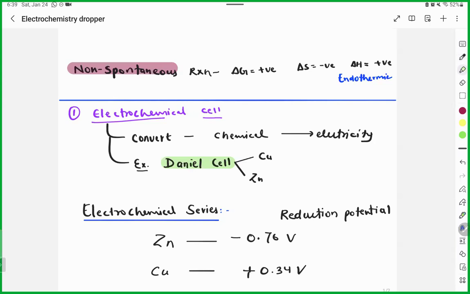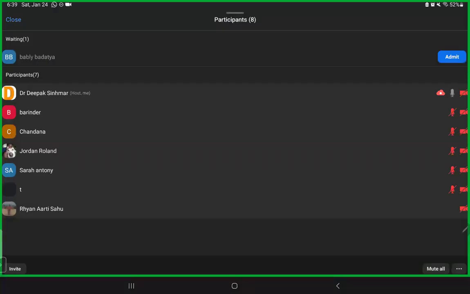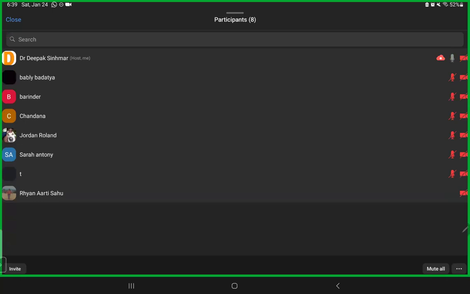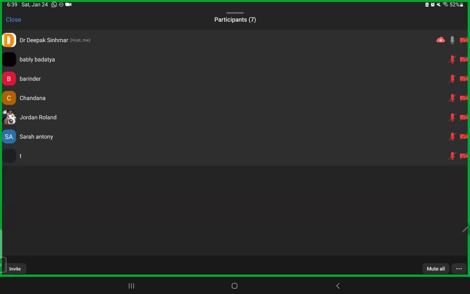What is it telling us when we study the reduction potential of any element? Whenever reduction potential is high, the element can easily undergo reduction. If reduction potential is low, then it means the element will undergo oxidation. Correct?